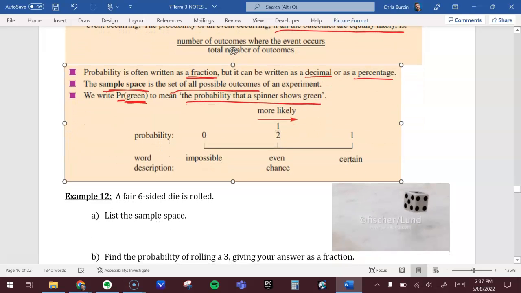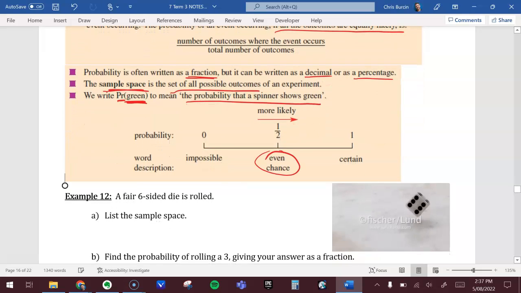So remember, we've got an even chance if it's right on 50%, or 1/2, or 0.5, however we say it. If it is an absolute certainty, then another way of saying that is 100%. And if it's impossible, you've got 0 chance of that happening.